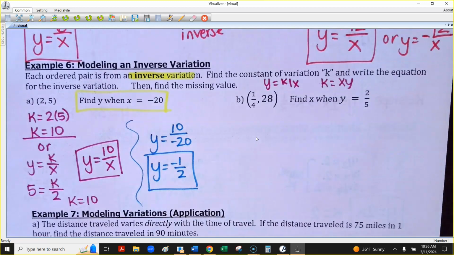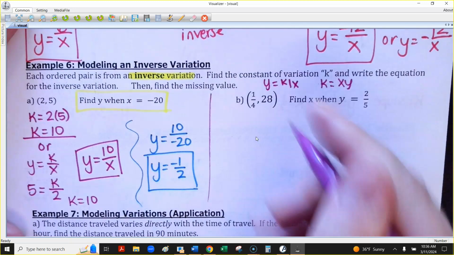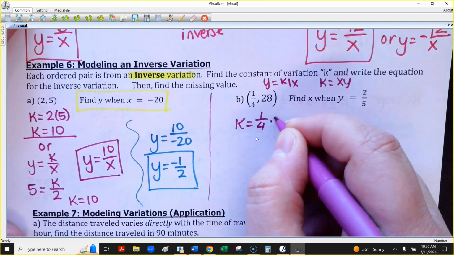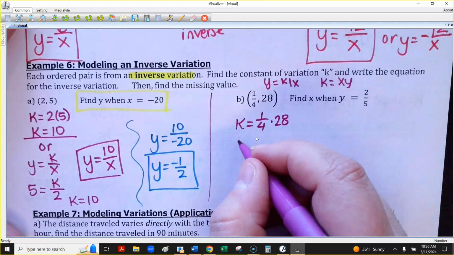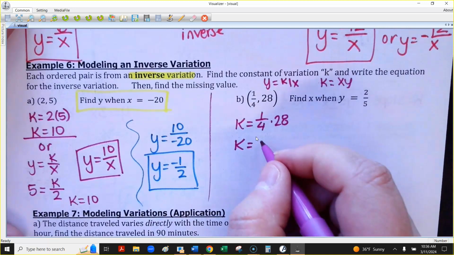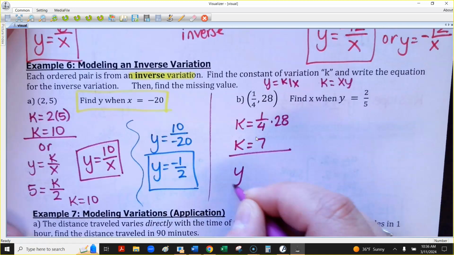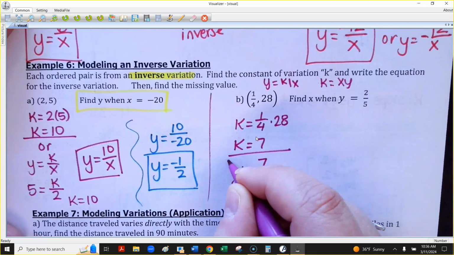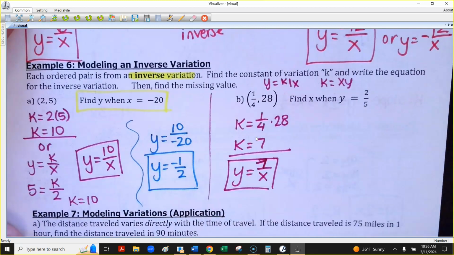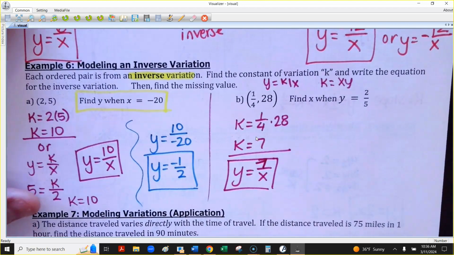So if you want to remember, I'm just going to do this one here. If you have an inverse, the constant of variation should just be the x-coordinate, which is 1/4, times the y-coordinate, if they give me that point. So, anybody know 1/4 of 28? 7. So then my equation would be y equals 7 over x. That doesn't look like a 7. There we go.